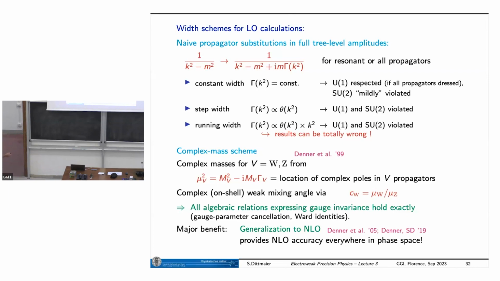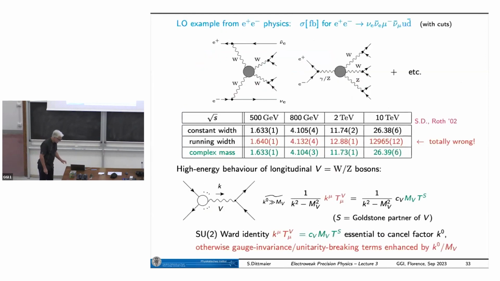So by doing this analytic continuation, you will not break gauge invariance relations. Gauge parameters will still cancel, Ward identities are intact. And in fact, this is a workable scheme for any kind of lowest order prediction. This does not cause any problem. And it has also the major benefit, I will talk about this later, that you can generalize it to next-to-leading order, which we had done later actually. Okay, let's look into numbers.